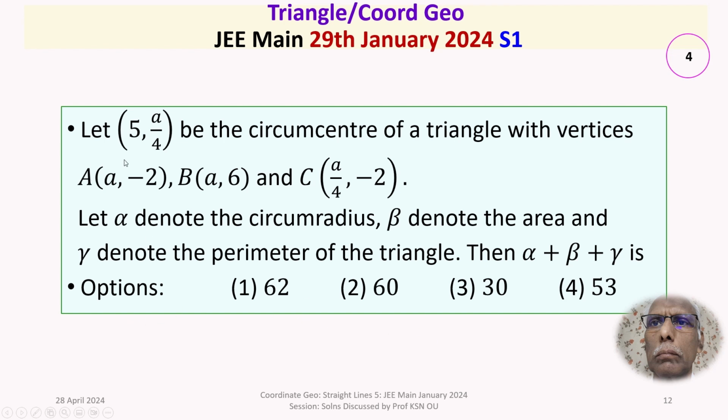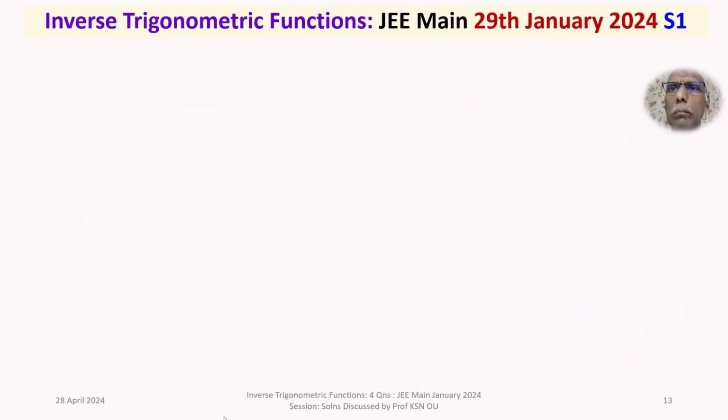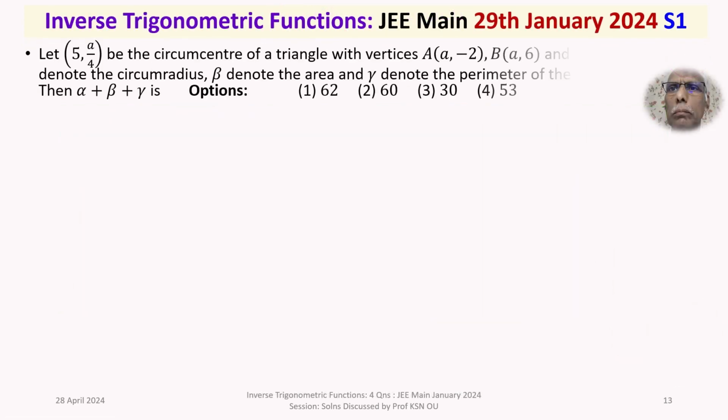We are given a triangle. The coordinates of the vertices are given in terms of small a, and it is given the circumcenter of this triangle as (5, a by 4), and alpha denotes the circumradius, beta denotes the area, and gamma denotes the perimeter of that triangle. We are required to find the value of alpha plus beta plus gamma. Let's now discuss the solution of the problem in detail.